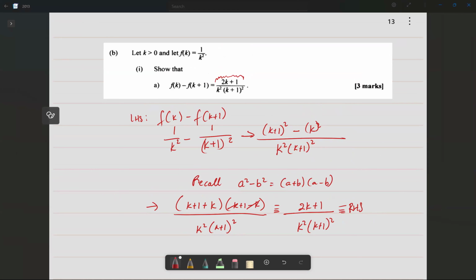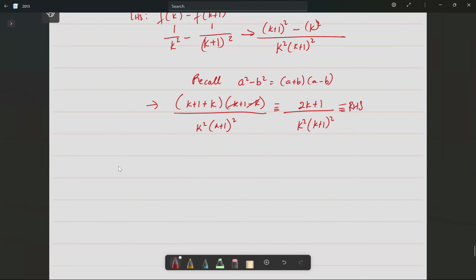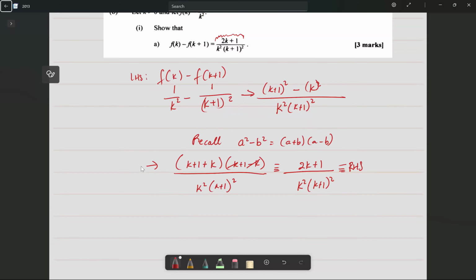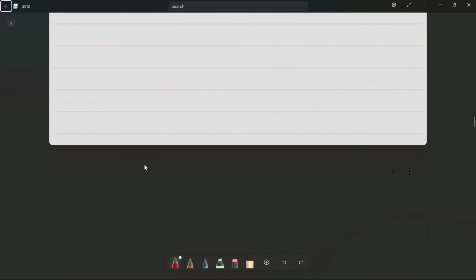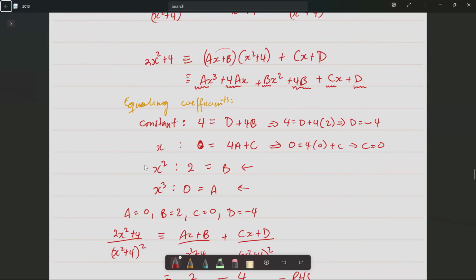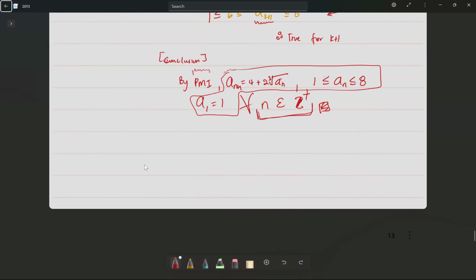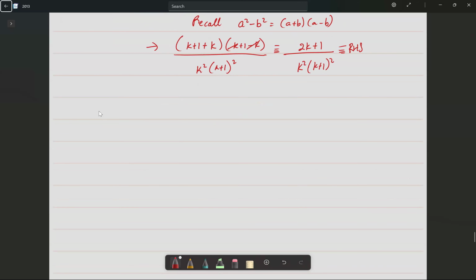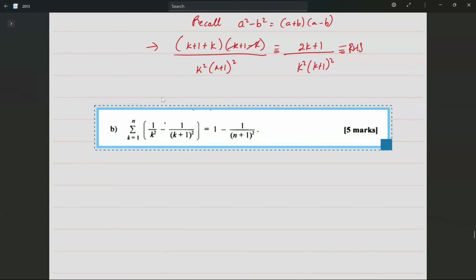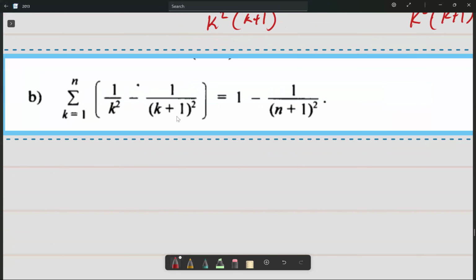The next part says, okay, you showed that stuff. It's time for you to show a sum. Scrolling down back to here, we have a sum. Paste. Okay, it says to prove that one now.